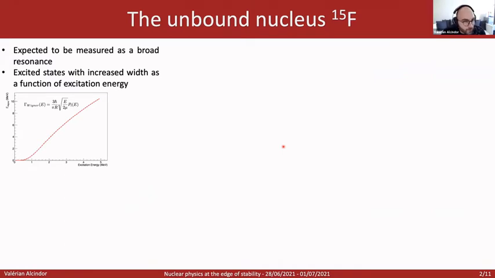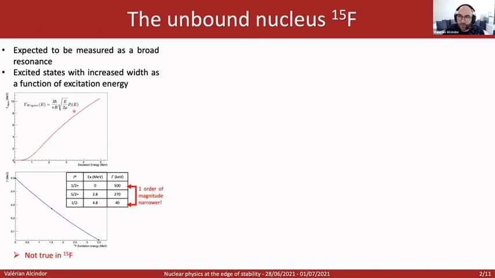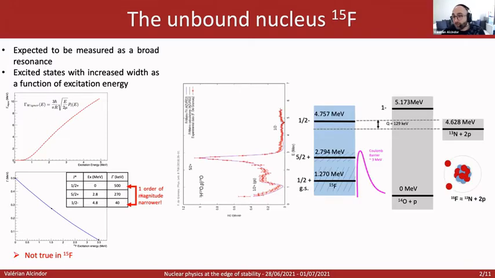The first assumption, which I think was already discussed before and is not the case, is that you would expect some kind of increased width as a function of excitation energy, and this is what you would obtain by doing a simple calculation of the Wigner limit. But if you look at the results for fluorine-15, it is clearly not the case. It is totally not true. And you see that between the ground state and first excited state, you have around an order of magnitude narrower widths.